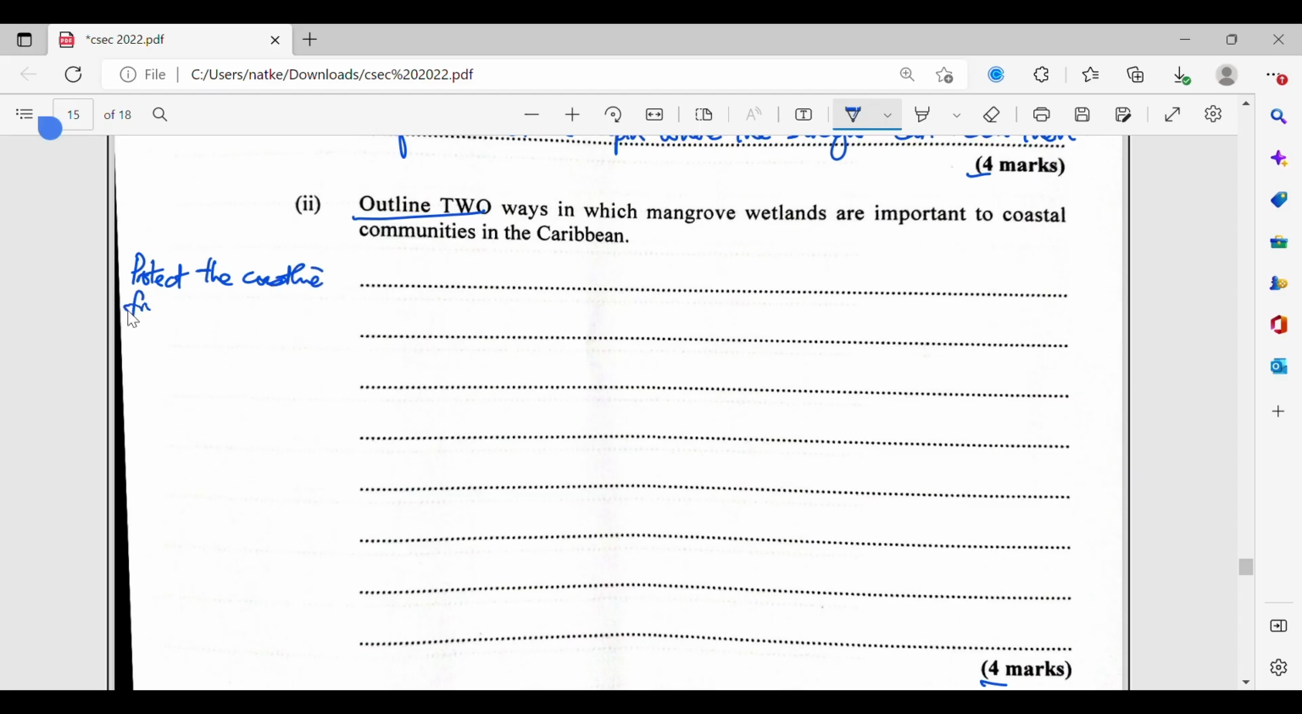If you can think of others outside of the ones that I have written, feel free to write them in the comment section so that you can help someone else who may be thinking the same thing as well. So it protects the coastline from waves. We can also say that it provides resources for people.